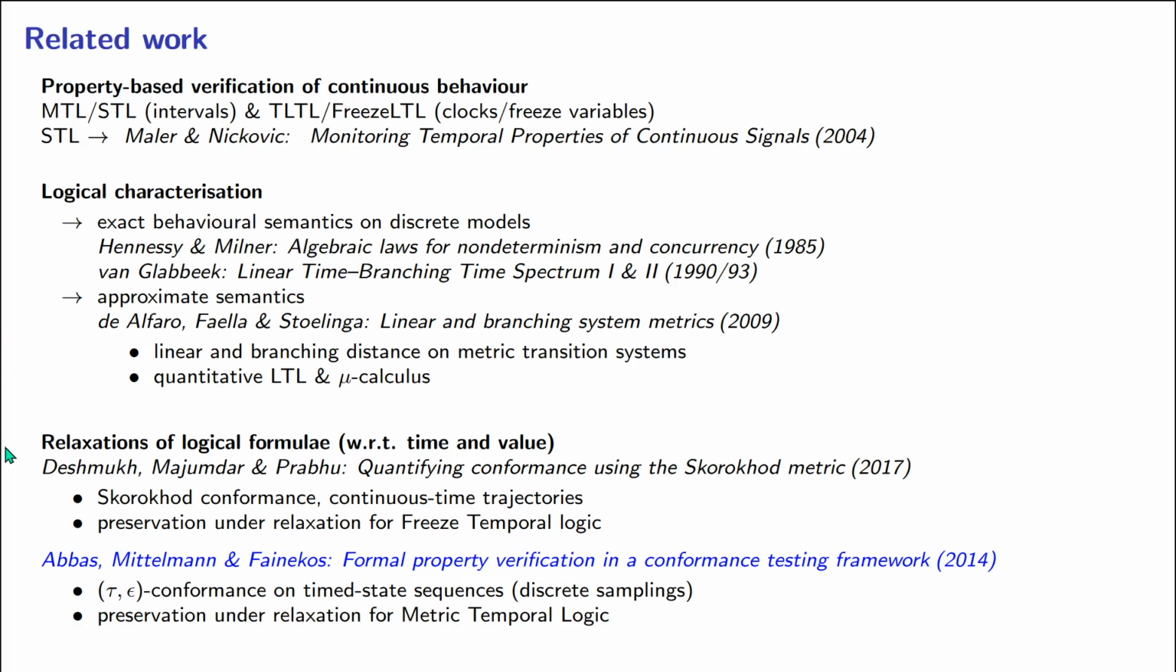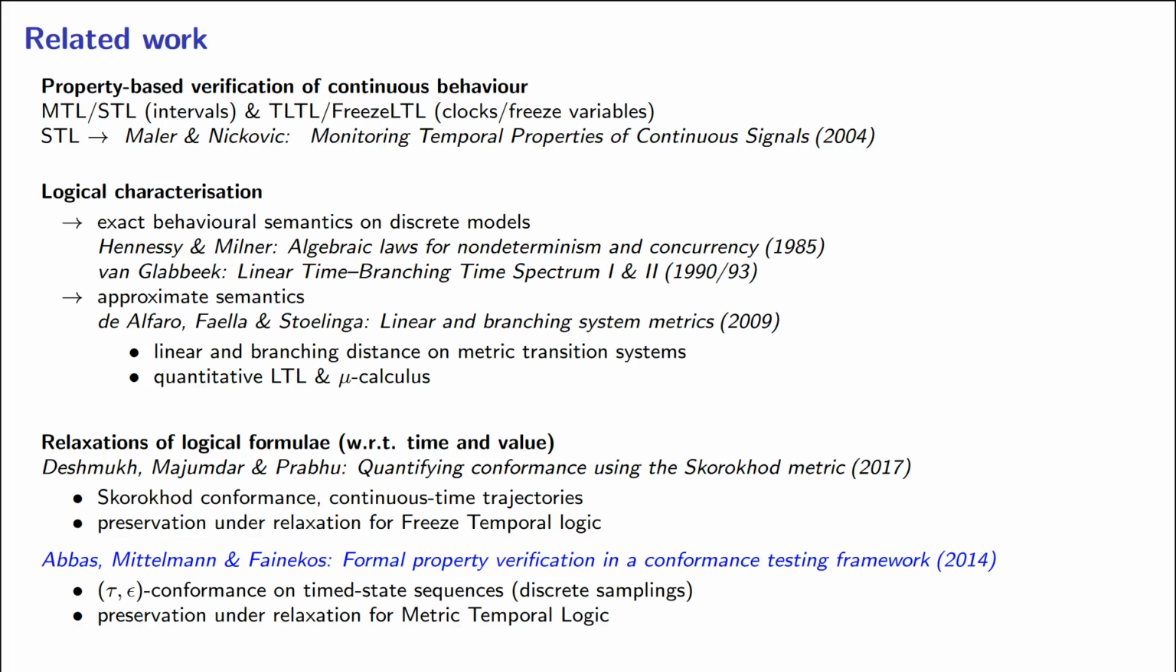Now there are two articles that are particularly close topic-wise to our work because they deal with relaxation of logics with respect to both value and time. The first one by Deshmukh, Majumdar, and Prabhu deals with Skorokhod metric, which is stronger than the relations that we consider, and which is defined for continuous time trajectories. They define a relaxation operator for this so-called freeze temporal logic and prove the preservation for Skorokhod metric, but not the reflection property.